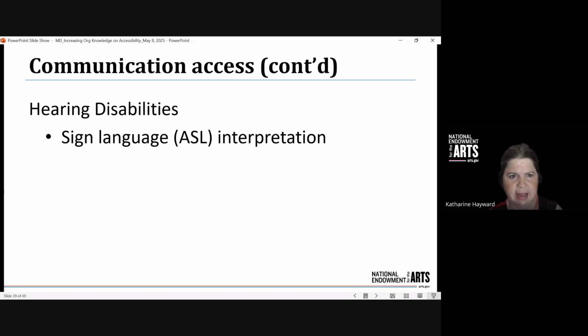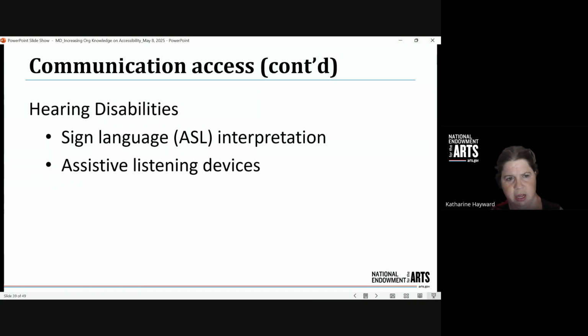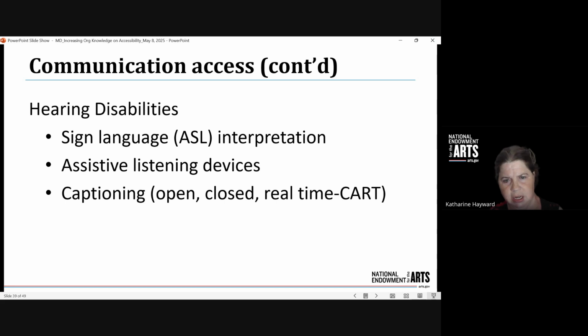Continuing with communication access for people with hearing disabilities: sign language interpretation, assistive listening devices, captioning, and there are lots of types of captioning, open, closed. Real-time captioning is done by a live person and is sometimes preferred and requested. But these are all examples of access services that can be useful for people with hearing disabilities. And transcripts.